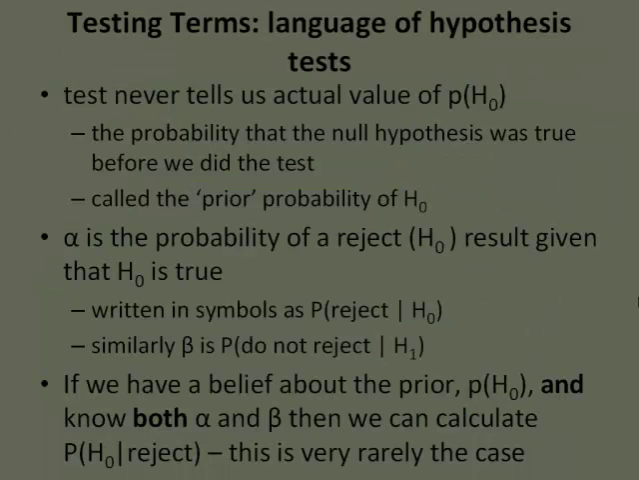So if you've got a belief about the prior probability before you did the test, and you know alpha and you know beta, then you can work out this, which is what you really want to know, which is the opposite of this one. You don't want to know the probability of rejecting if it's true. What's the probability that it's true given you've got to reject results? So given that you've seen the dev students ahead in your sample, what's the chance that means they're ahead in the population? That's what you really want to know. But it's very rarely the case you can put a number on that.